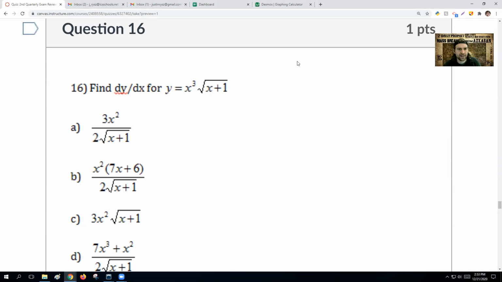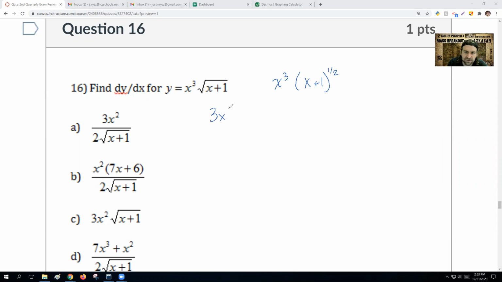All right, find dy/dx. So we're trying to find the derivative. Now this problem here, it's a toughie because we have x cubed times the square root. So this is going to be x cubed times (x + 1) to the 1/2 power. So we've got to do the product rule and the chain rule together. So let's do the product rule first.